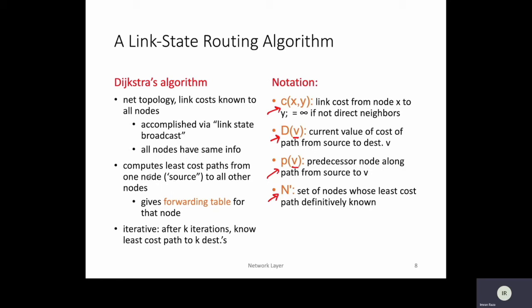So this means we have to compute the least cost path from one node, say the source, to all the other nodes, right? Even if I have to send data to a specific destination, I have to calculate the path to all the other nodes. It's iterative, and after k iterations, means after identifying the cost to reach all the destinations, this algorithm will converge. So let's see how it works.